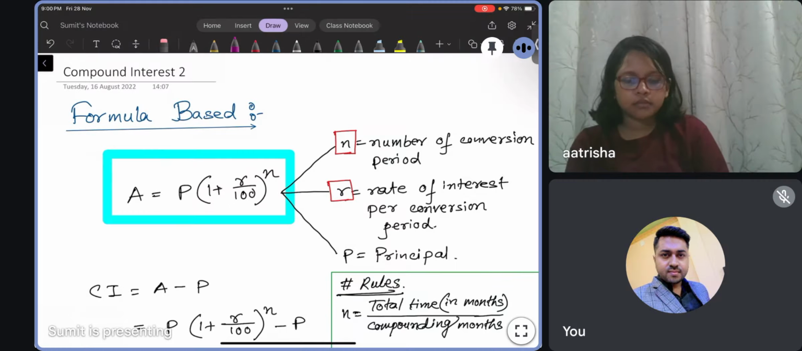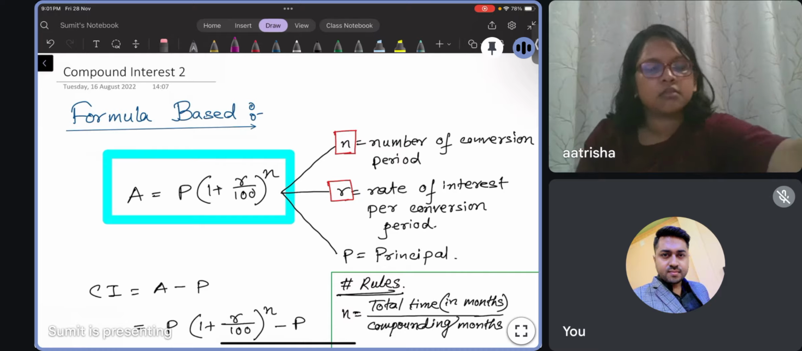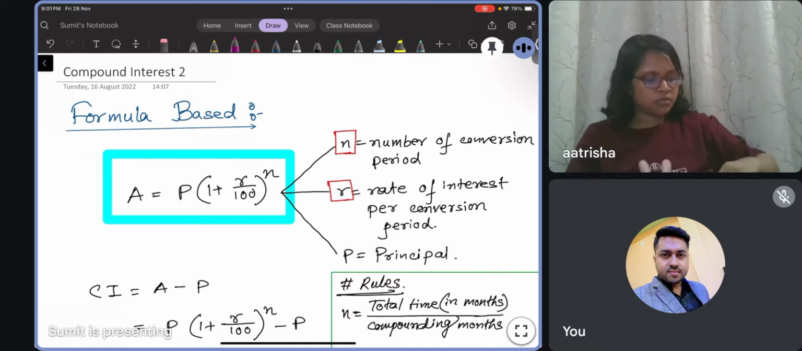And what is meant by R? R will be as per the conversion period. Conversion period means at which time you have to pay the compound interest, whether it is half yearly, yearly, or quarterly. Accordingly, the rate will be changed. Clear? This is the formula.